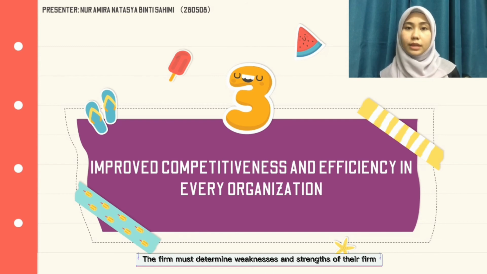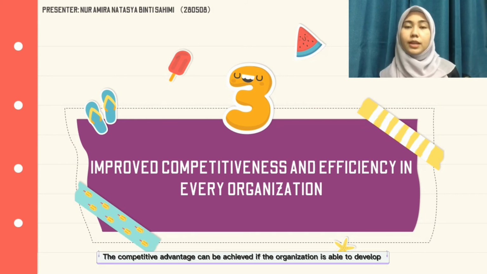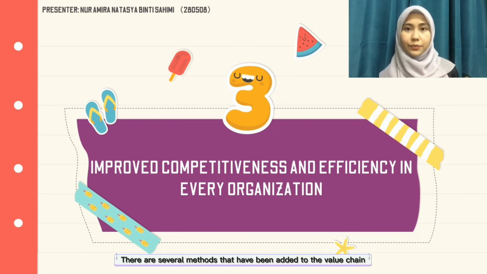The firms must determine the weaknesses and strengths of their firm. The competitive advantage can be achieved if the organization is able to develop an overall cost leadership without ignoring quality and service. There are several methods that have been added to the value chain. One method that is currently popular is activity-based cost management.